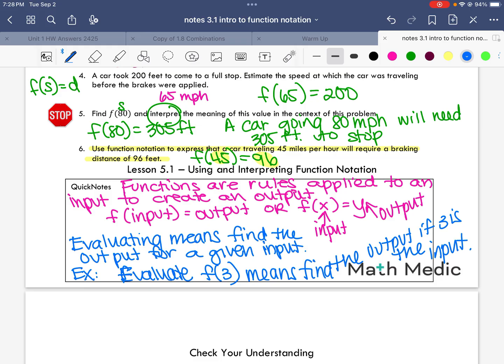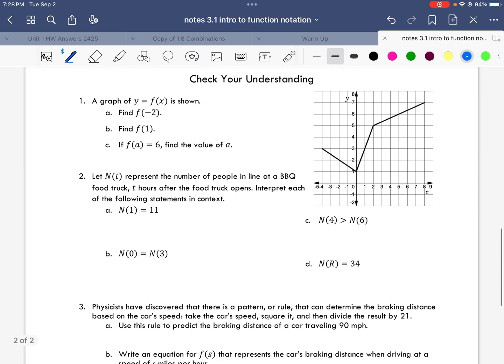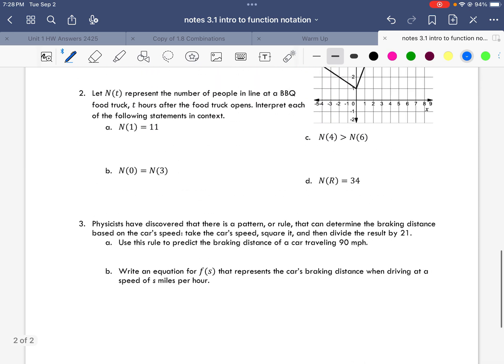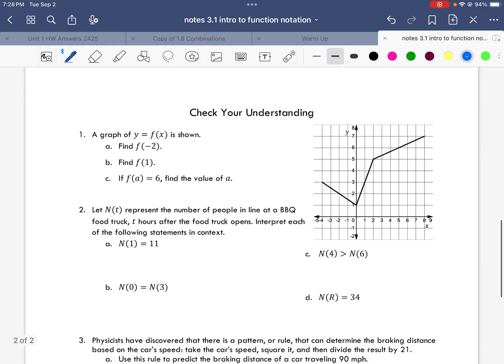So what I'd like you to do now is give some of this a try with your groups. The check your understanding on the back here. This is just classwork. So we're going to pause the video and then start it back up when we've all had a chance to try these and see how we did.